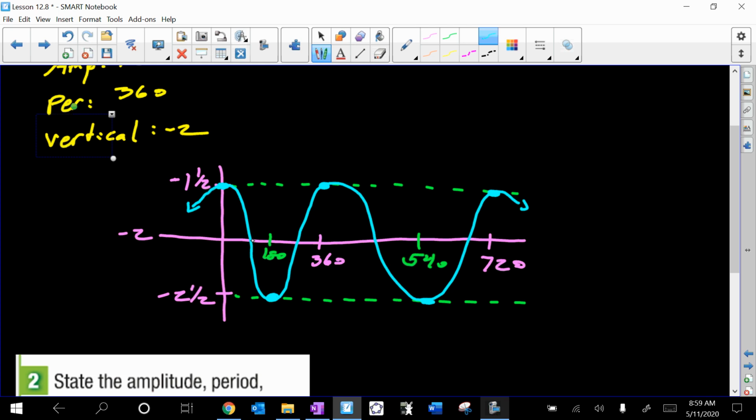Again, you can find these locations in here if you'd like. This would be a quarter of your cycle, or a quarter of 360 would be 90 degrees. This would be at 3/4, which would be at 270. And then you could take 90 plus 360 to find this value, which would be 450. And then you could do the same thing here. You could take 270 plus 360, which would get you 630 for those intercepts.